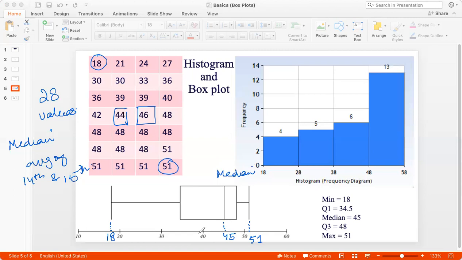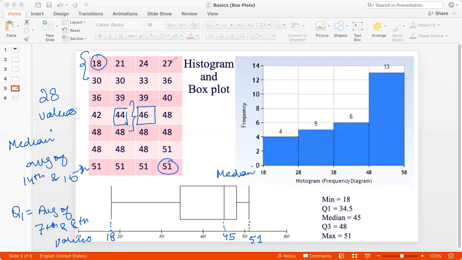Now, what will be my Q1? My Q1 will be the median of this data set, all values less than 45. So that is how many values? That is 14 values. So my Q1 will be the average of the 7th and 8th values.